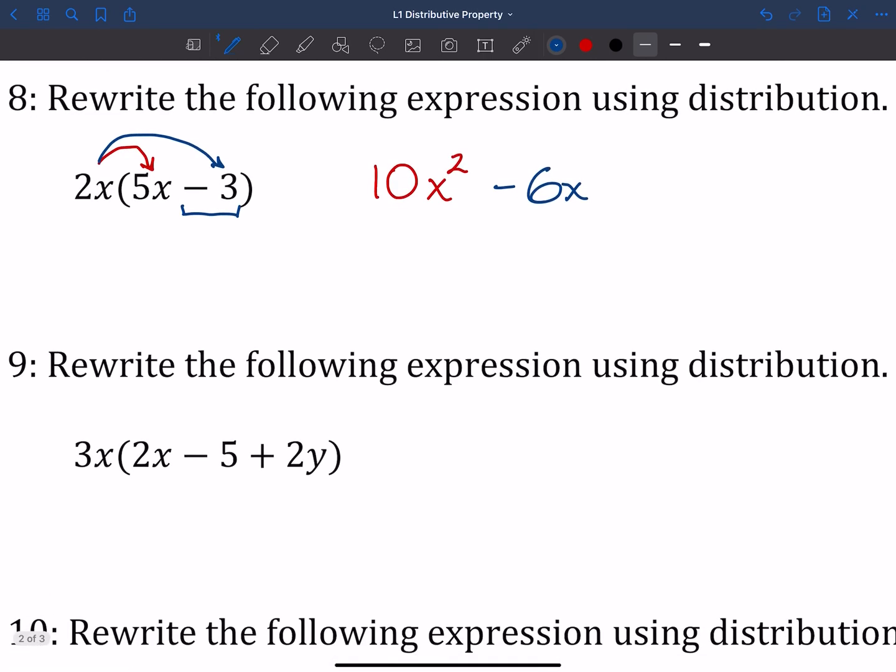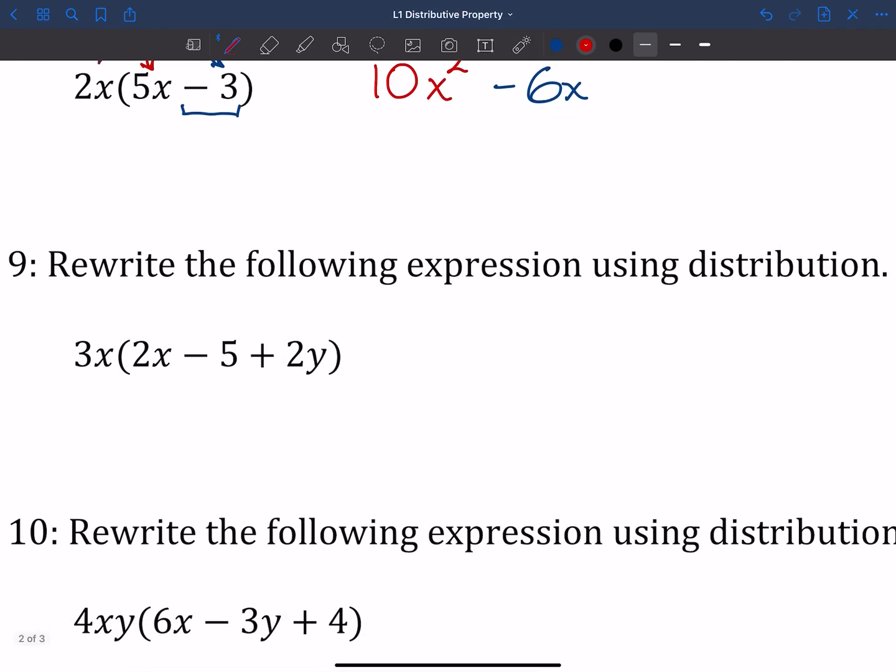All right, let's try another one out together. This one's got 2 different variables. It's got an x and then it's got a y a little bit later on. So first things first, pretty similar to the last one. We have a 3x times a 2x. The 3 and the 2 can multiply to give me 6. The x's multiply to give me x squared. After that, move into that negative 5 in the middle. The 3 can multiply that negative 5 to give negative 15. And then that x just comes along for the ride.